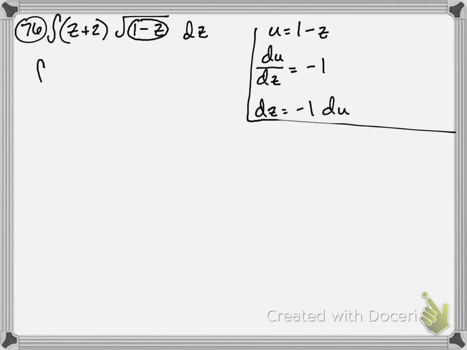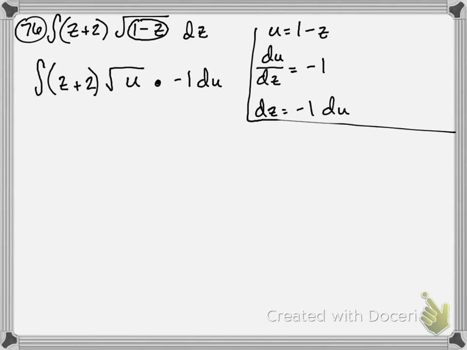I have z plus 2, still there. I have square root of u. Now dz on the end actually turns into negative 1 du. Here's the problem that I run into. Usually at this step, something cancels. That's the problem that I'm running into. Because nothing cancels, I have to substitute again.